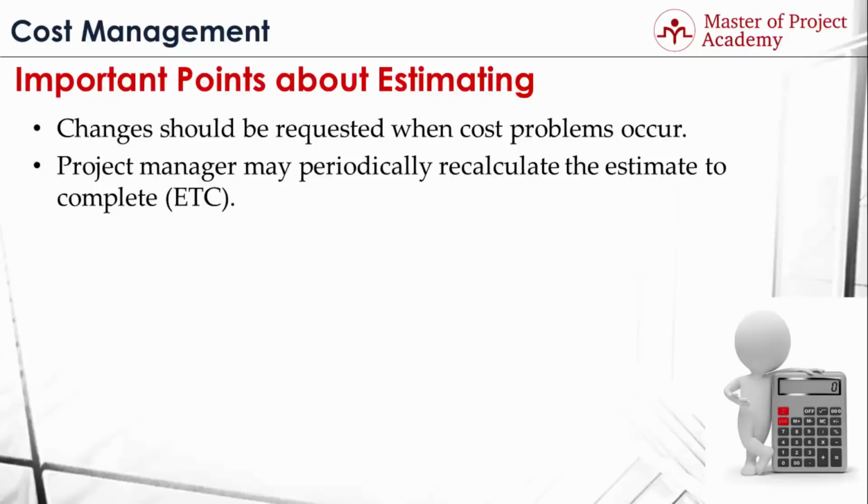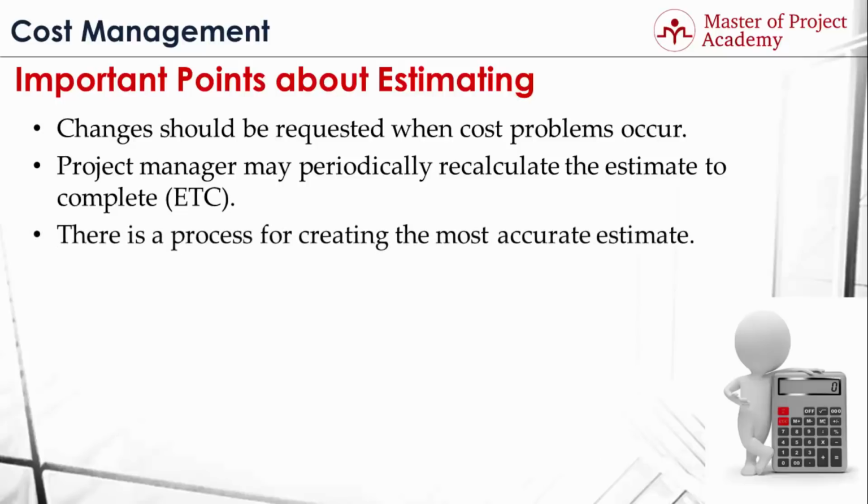And the vice versa is, if you completed the previous activities of the project with a smaller budget than estimated, then you'll need a smaller budget to complete the remaining activities of the project. There is a process for creating the most accurate estimate, and this process must be followed for an accurate and attainable project budget.